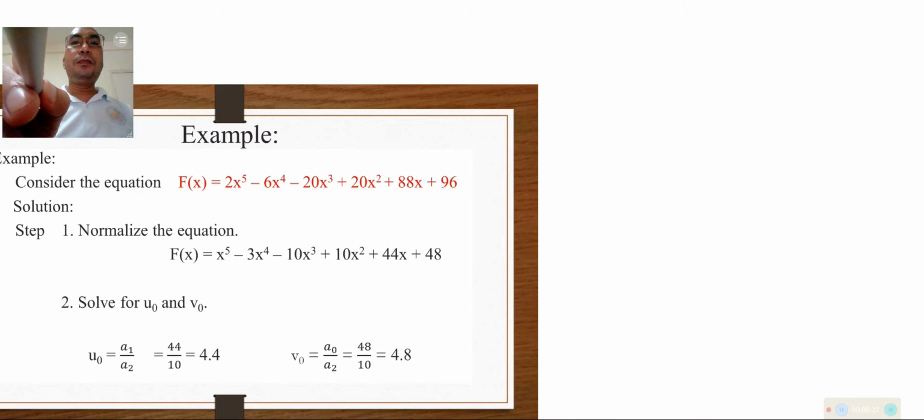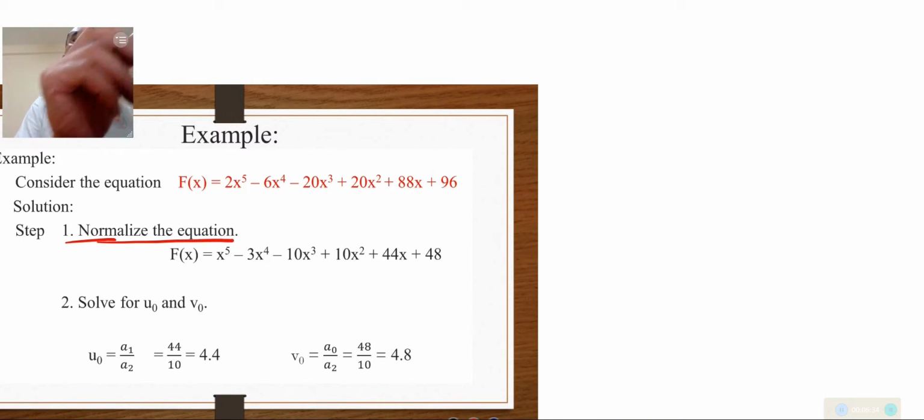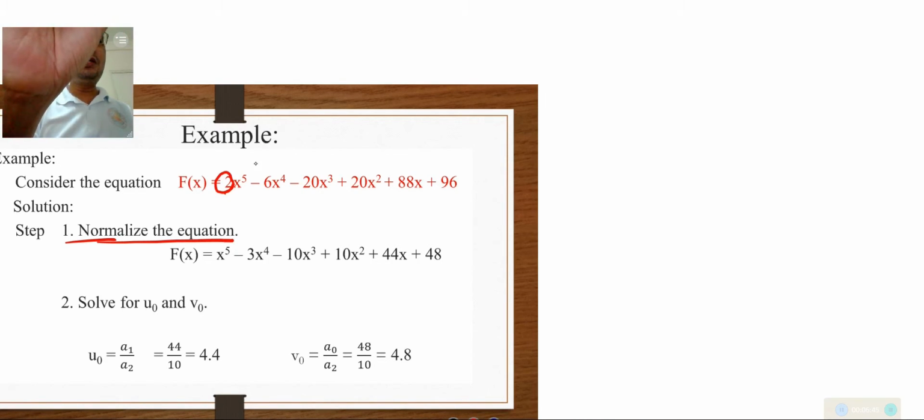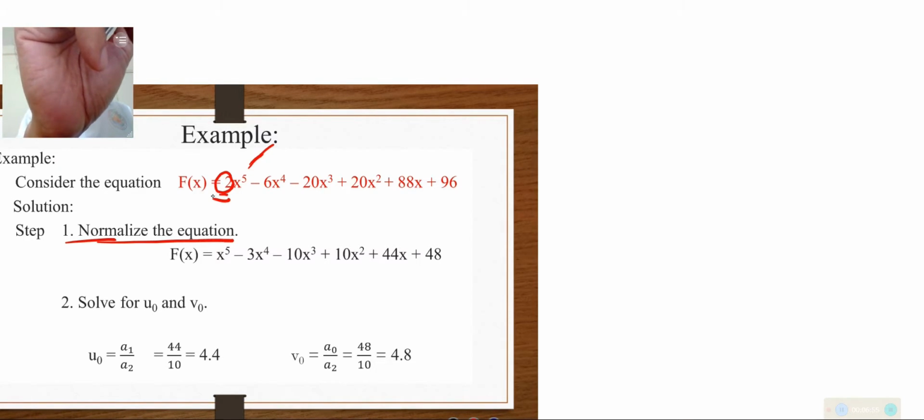So the first step is to normalize the equation. As I have mentioned earlier, when we normalize the equation, we turn the term with the highest exponent into 1. So how do we make 2x to the 5th into 1, the numerical coefficient? We will divide 2 by itself, or divide 2 by 2, and we will do the same all throughout the equation.